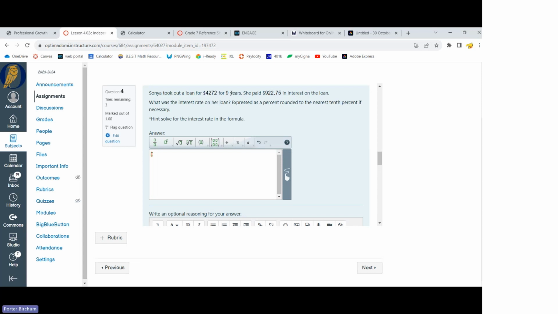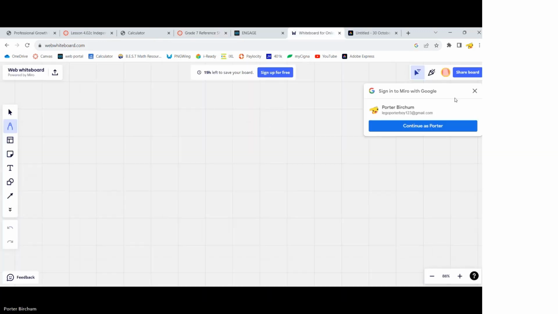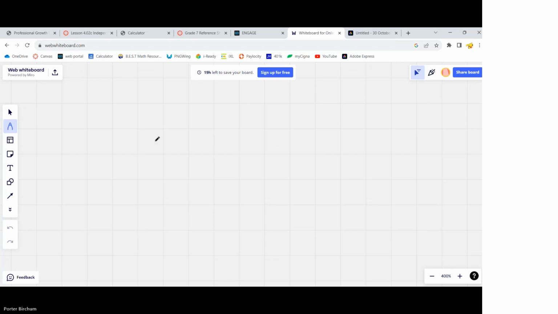All right, so a strategy I'm going to use is I'm going to write the simple interest formula, and then I'm going to replace the letters that I know the numbers for with those numbers, and then solve the formula. So first, remember, what is it? I equals PRT. I, interest equals principal times rate times time.